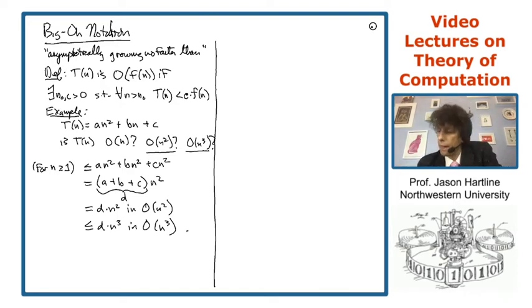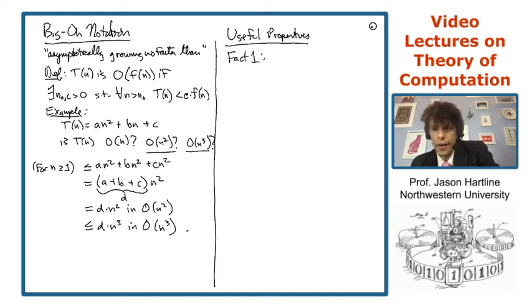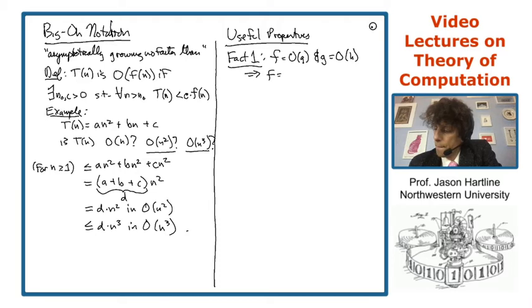Great. All right, up next, we're going to look at some useful properties of big O notation. Fact 1 is that big O notation is transitive. So if f is order g and g is order h, then f is order h.